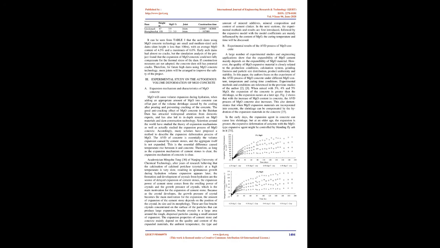It can be seen from Table 1 that the arch dams using MgO concrete technology are small and medium-sized arch dams. Dam height is less than 100 m, with an average MgO content of 4.5% and a maximum of 6%. Early arch dams had almost no cracks, but the simulation analysis of the project found that the expansion of MgO concrete could not fully compensate for the thermal stress of the dam.